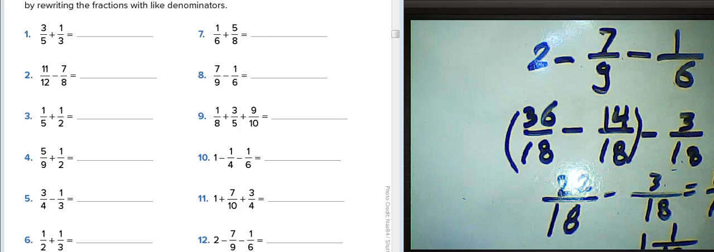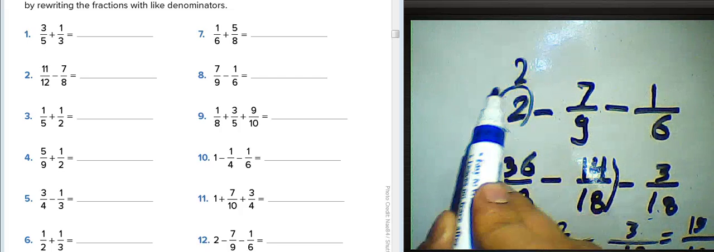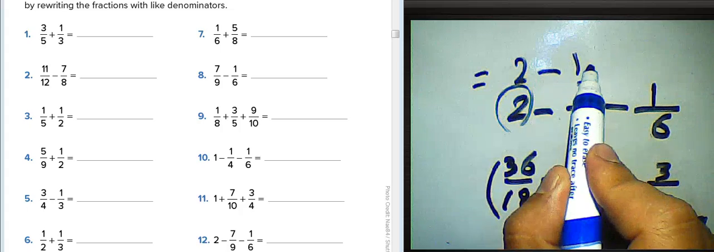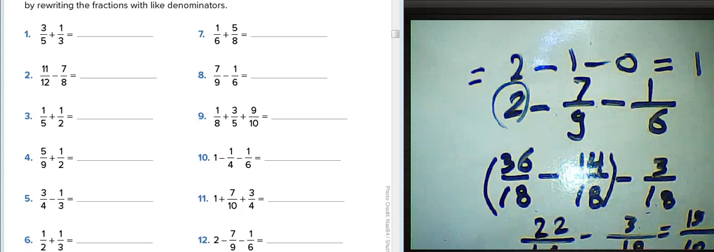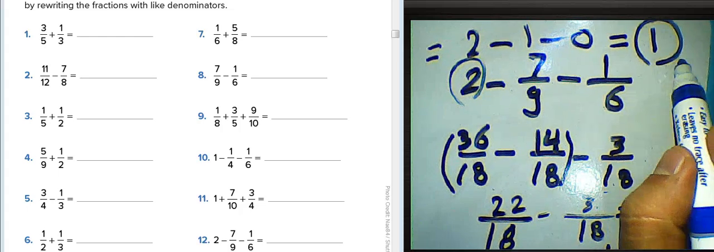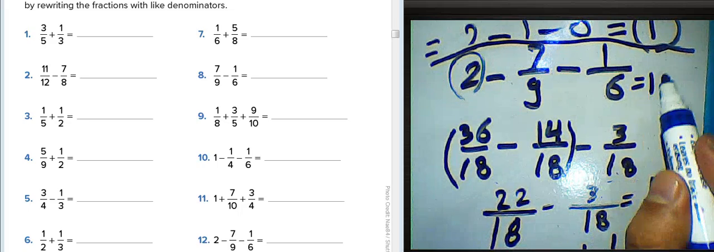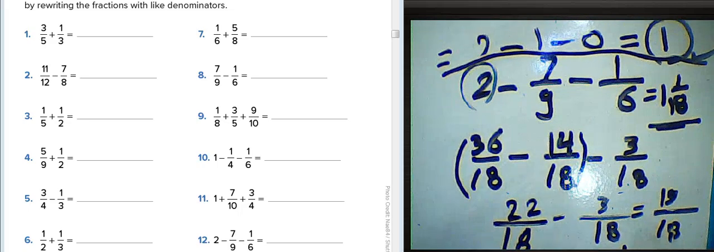Okay, and what about estimation for this example? We know 2 is nearest to a whole number, and 7 over 9 is nearest to what? Nearest to a whole number, and 1 over 6 is nearest to 0, so the result will be 1. Is 1 the actual number or an estimation? It's an estimation nearest to the actual number, because the actual number here is 1 and 1 over 18, so it's a reliable estimate. Okay, it's nearest to the actual number here. It was question number 12.